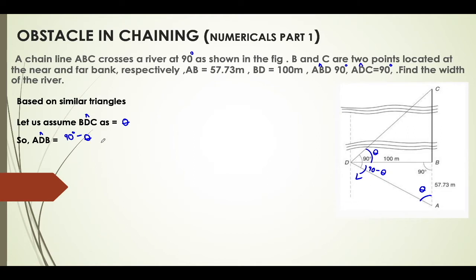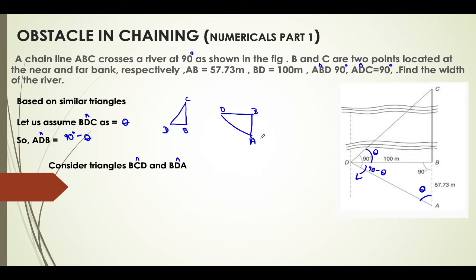Next, we'll consider two triangles. One triangle is BCD and another triangle is BDA. For reference, I'll draw BCD separately, and one more triangle we'll consider, that is BDA. We'll check whether the angles are similar in these two triangles.